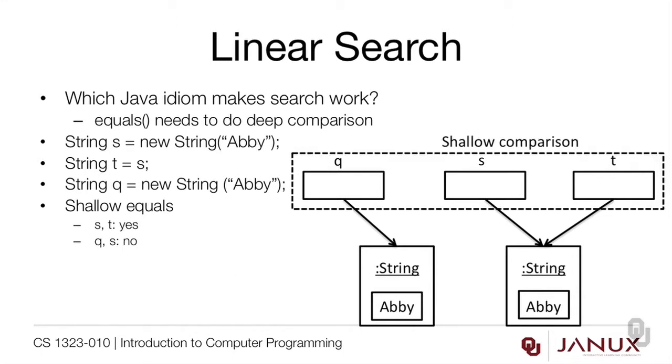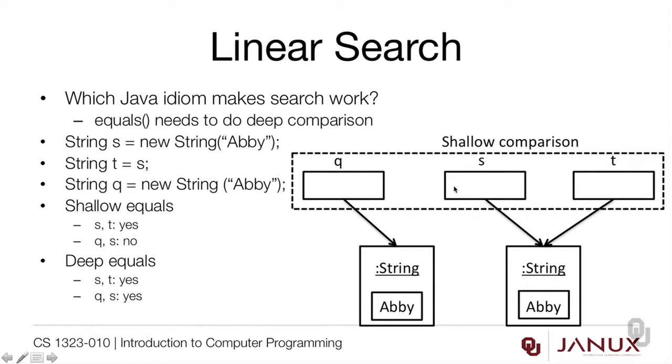So this is where shallow comparisons are done. They're done on the references, not on the objects. Now let's consider a deep equals. S and T certainly will also be the same with a deep equals. This is the dot equals method in the string class. The reason is because they're pointing to the same object. So those objects, since they have the same reference, automatically have the same characters.